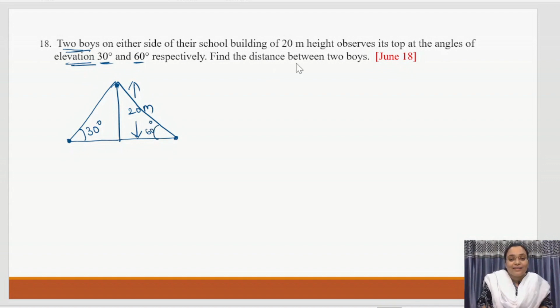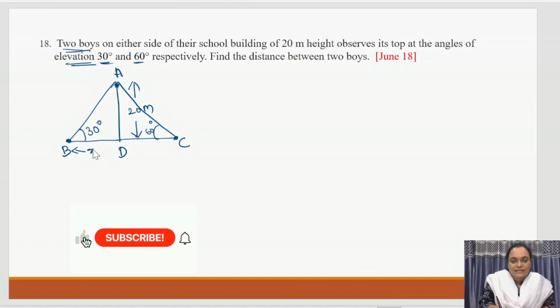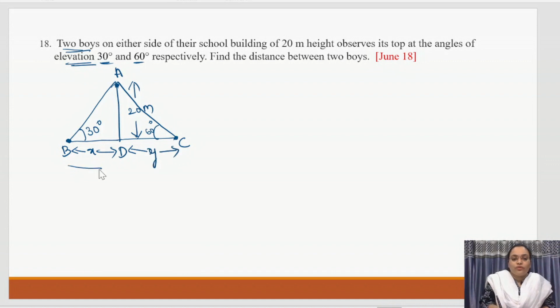We need to find the distance between the two boys. Let us take A, B, C and D. Let us take this distance as x and this distance as y. If we want to find the distance between these two boys, that will be x plus y. Clear? Let us take this triangle, which is A, B and D.